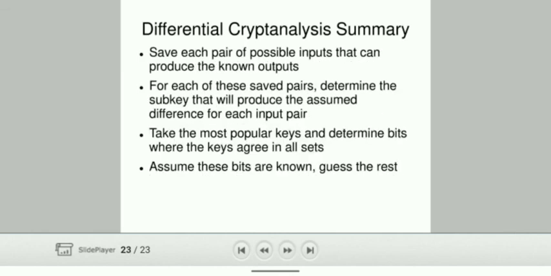Save each pair of possible inputs that can produce the known outputs. For each of these saved pairs, determine the subkey that will produce the assumed difference for each input pair. Take the most popular keys and determine the bits where the keys agree in all sets. Assume these bits are known, and guess the rest.